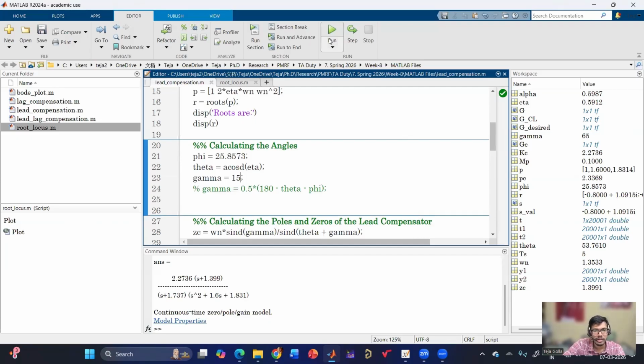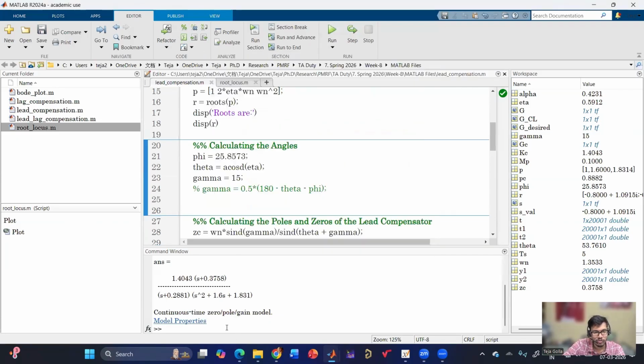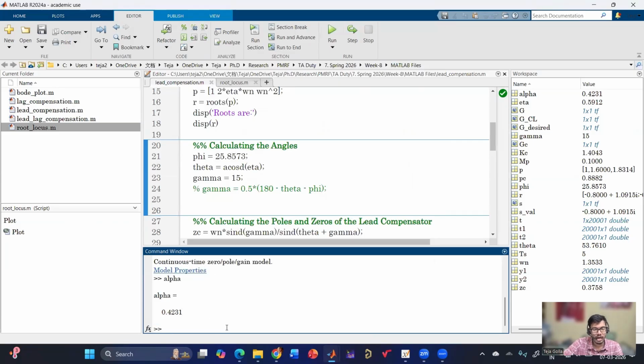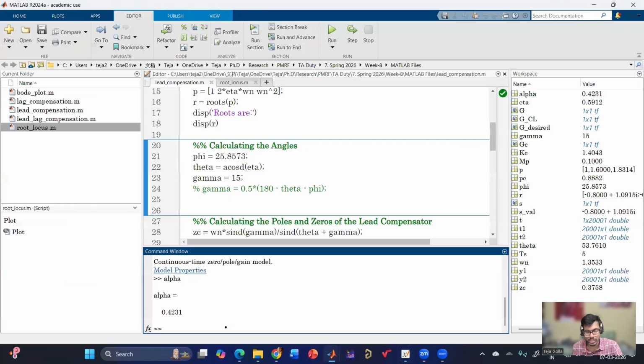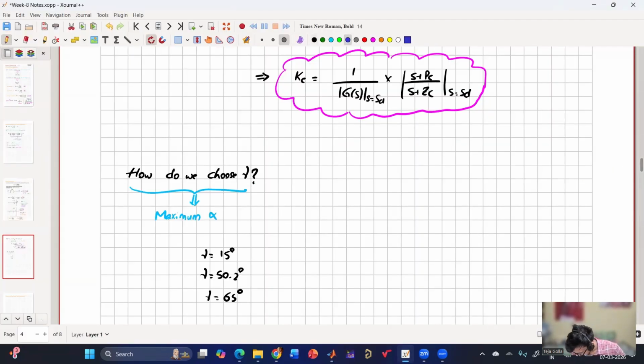So for this gamma, let me see what is the alpha. For gamma 15, alpha is 0.4231. So I have considered three gammas, right? First gamma of 15 degrees, then 50.2 degrees, then 65 degrees. So for this, I was getting alpha to be 0.4231 degrees.